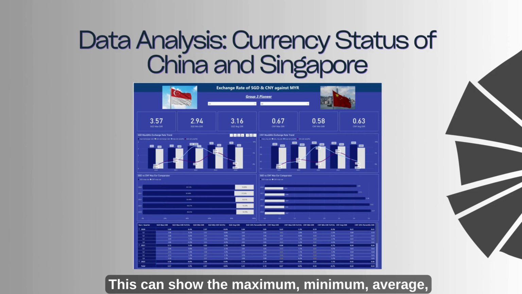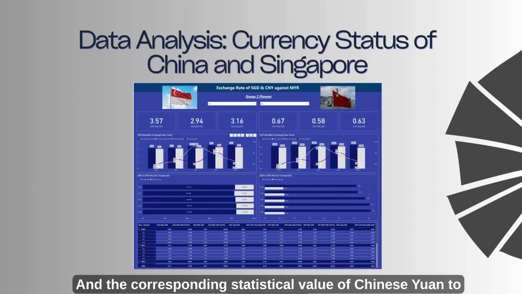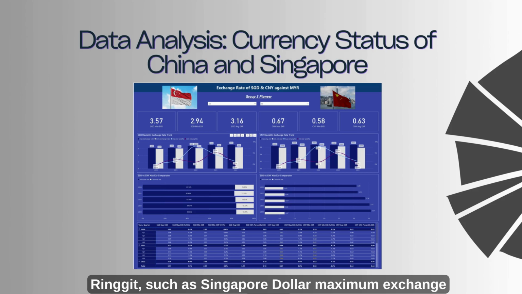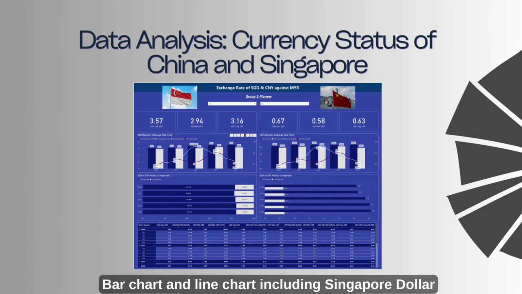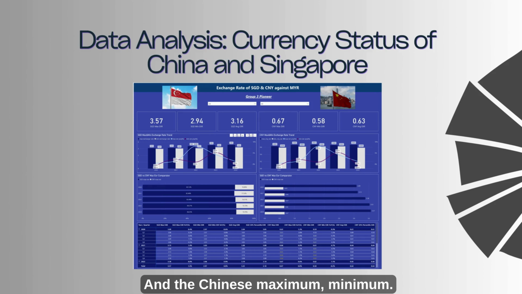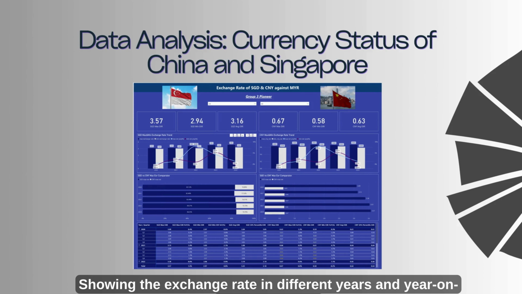This can show the maximum, minimum, average, and 50th percentile exchange rate of the Singapore dollar to the Malaysian ringgit, and the corresponding statistical values of the Chinese yuan to the Malaysian ringgit, such as the Singapore dollar maximum exchange rate being 3.57, etc. Second, exchange rate trend. Bar chart and line chart including the Singapore dollar maximum and minimum, and the Chinese yuan maximum and minimum, showing the exchange rate in different years and year-on-year changes.